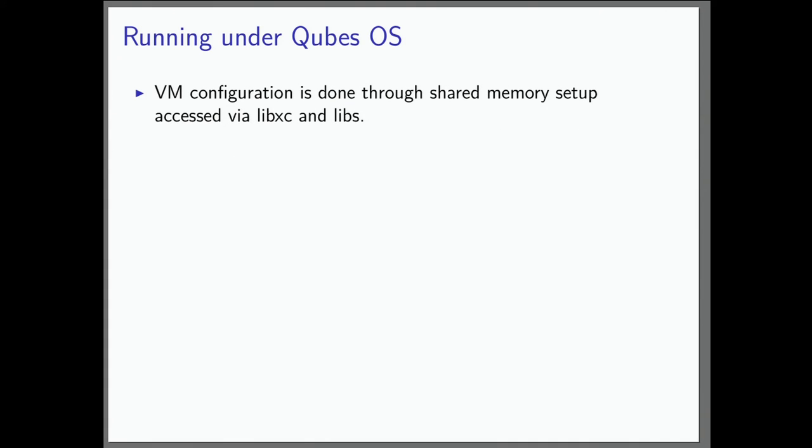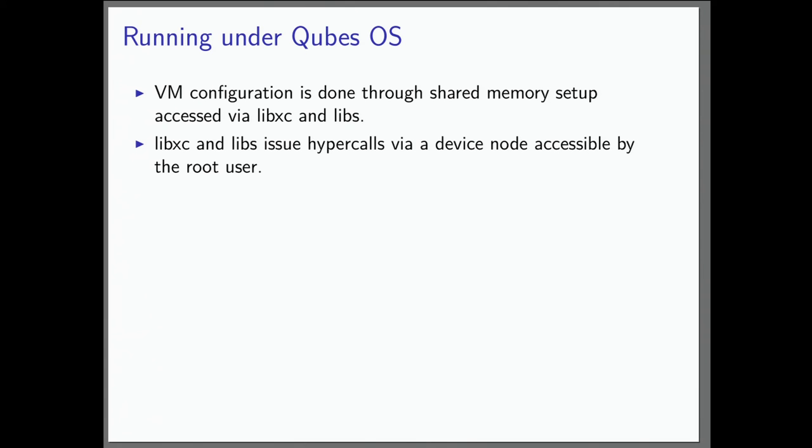However, in Qubes OS, the configuration of those VMs does not happen through SSH. It happens through shared memory pages, and there's a whole infrastructure of libraries written to use that interface. The shared memory pages are configured via hypercalls issued from userland via the device node. So the library is basically a shim on top of the ioctl interface for a Xen device node. This is unfortunately not ported to OpenBSD.